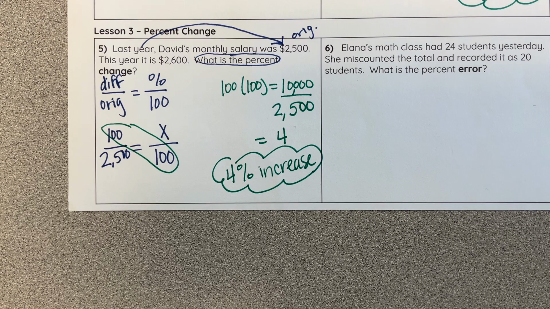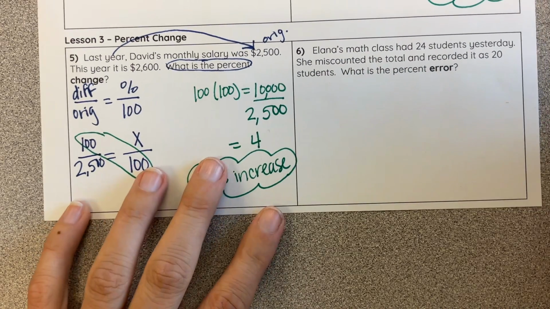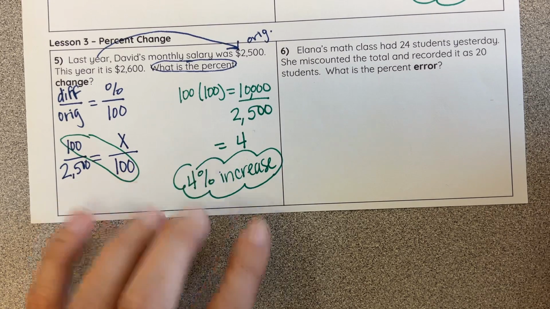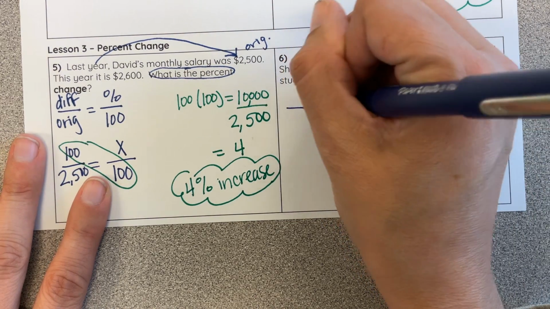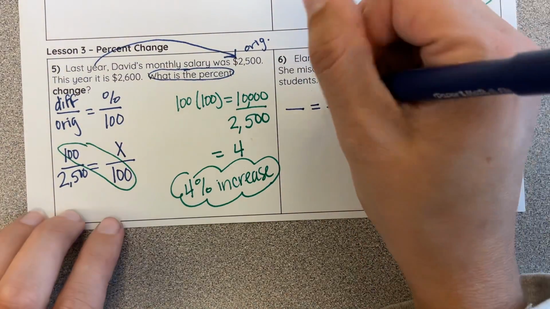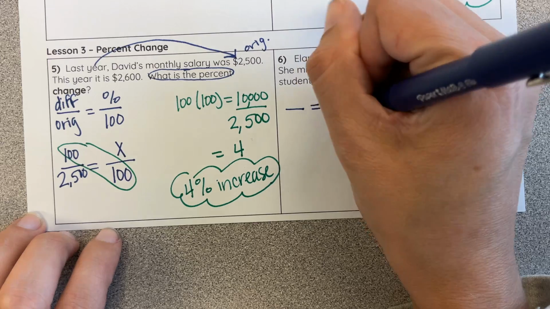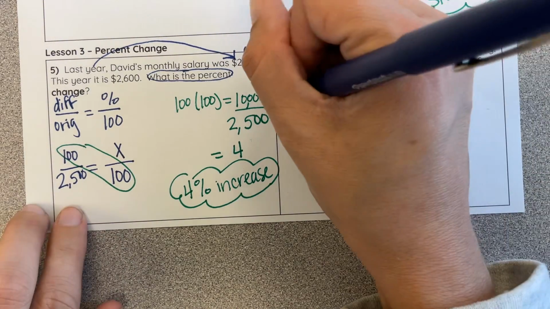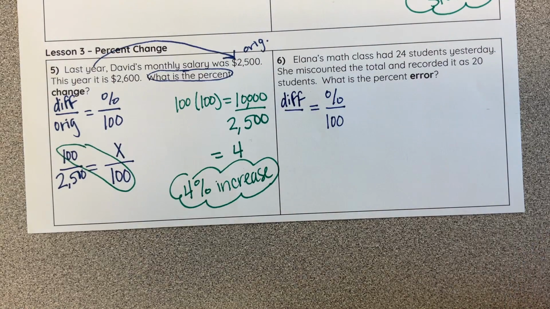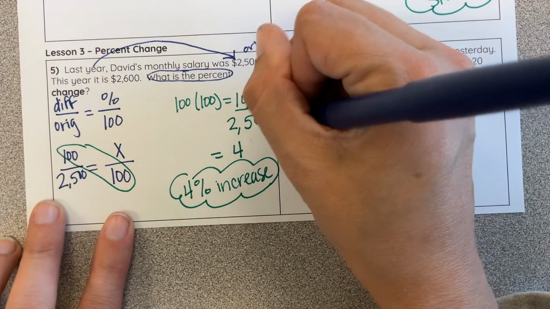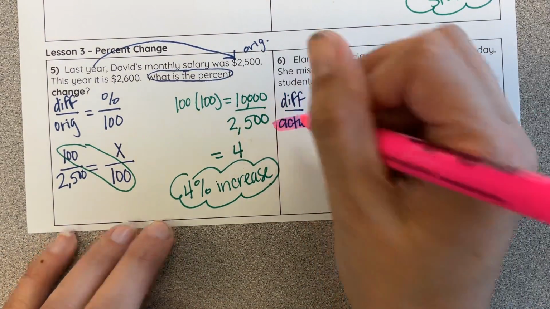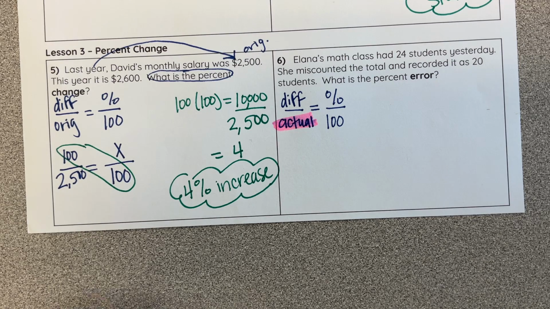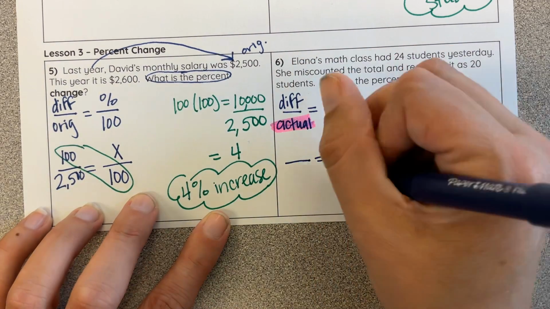Now we're going to look at percent error, which is almost identical. So it says, Elena's math class had 24 students. Yesterday, she miscounted the total and she recorded it as 20 students. What is the percent error? So first off, just writing out what our general blank proportion would be. As always, we still have the percent out of 100. We're still going to find the difference between the two values. The difference here, and where people make mistakes, is it should be over the actual amount. So I'm going to highlight that because that's where people make mistakes, whether it's on this formative or on the test. So let's go ahead and set up our proportion.